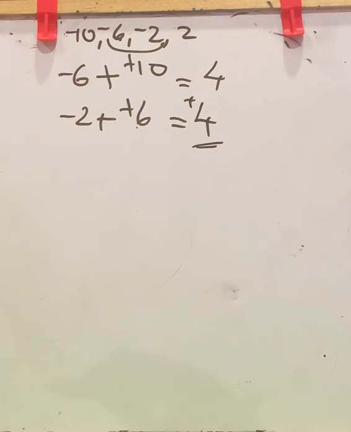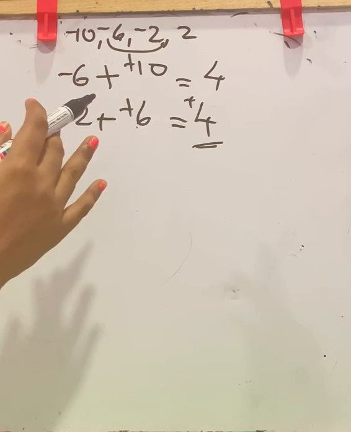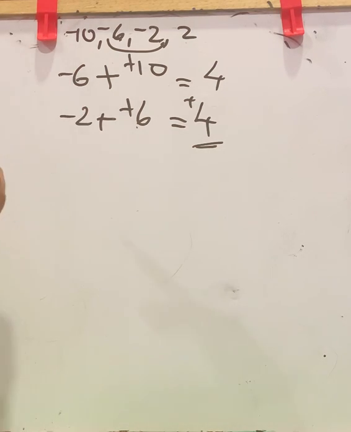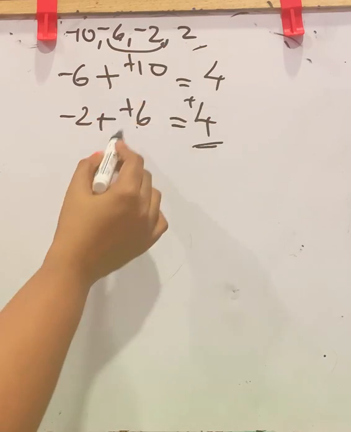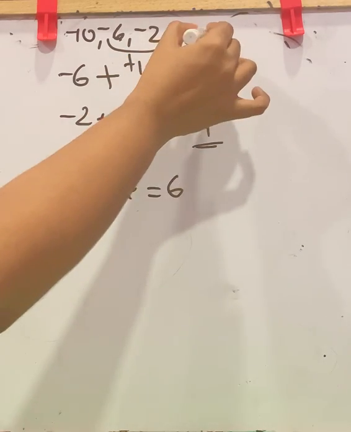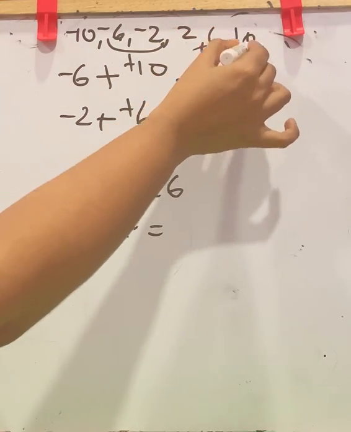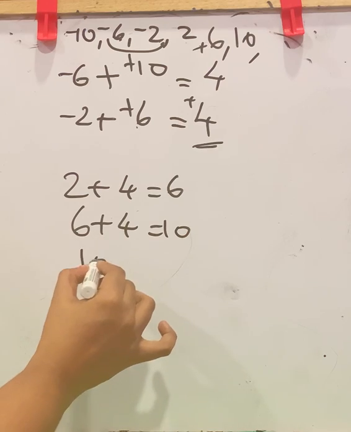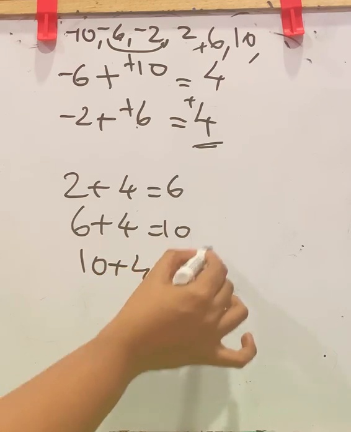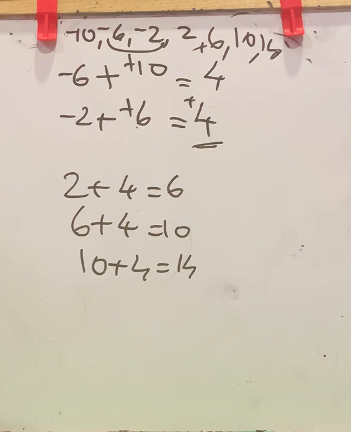Yes, this is also an AP. We got the difference same. If it is an AP, then you have to find the other three terms. So this is the last term. 2 plus common difference, 6. 6 is the next term. Now 6 plus common difference, 10 is the next term. Next, 10 plus common difference, 14. These are the next three terms of this AP.